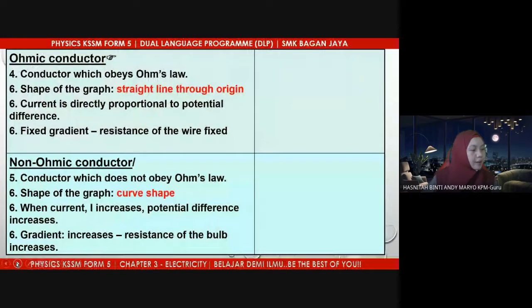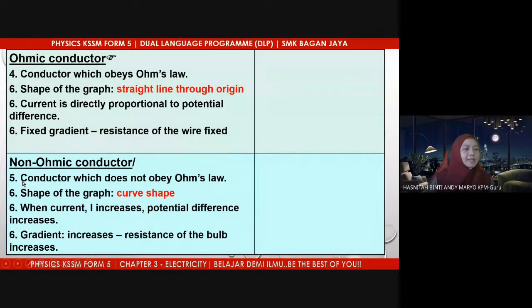Okay, and the next question, what is an ohmic conductor? So this is the answer for number 4. An ohmic conductor is a conductor which obeys Ohm's law. For example, constantan wire. And for number 5, what is a non-ohmic conductor? It is the opposite: a conductor which does not obey Ohm's law. That's it for ohmic and non-ohmic conductors, number 4 and number 5.